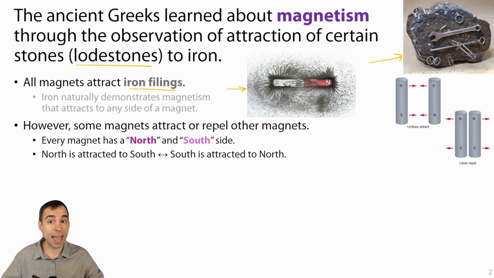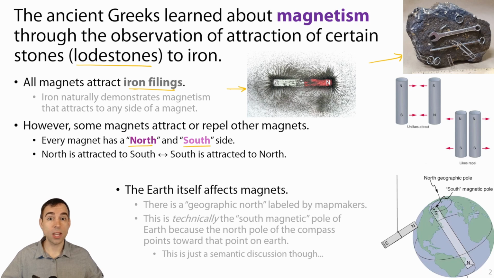However, some magnets will attract or repel other magnets. In this way, we would say that the magnets have a north and south side. Every magnet has a north and south side, and the south is always attracted to the north, and the north is always attracted to the south of another magnet. So opposites attract again. It's like we have two different sides of a magnet, and those opposite sides will be attracted to each other.